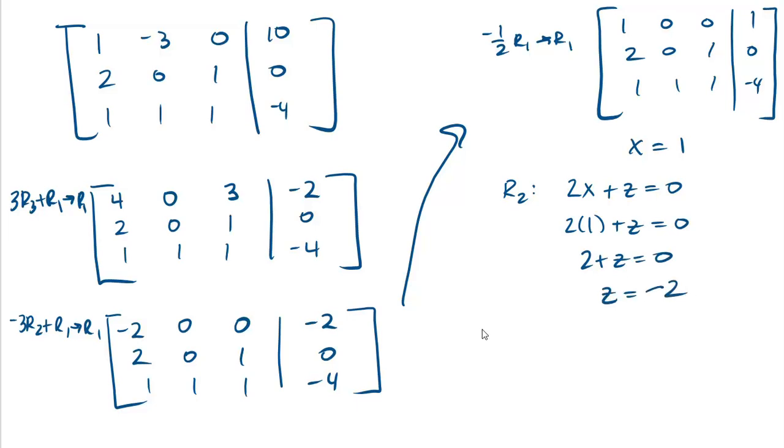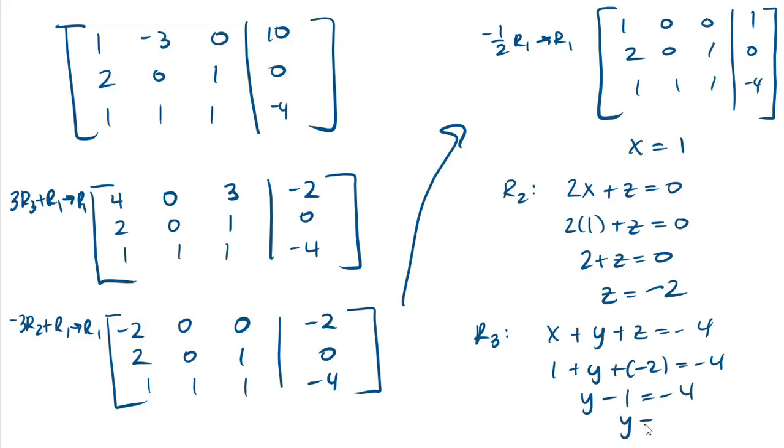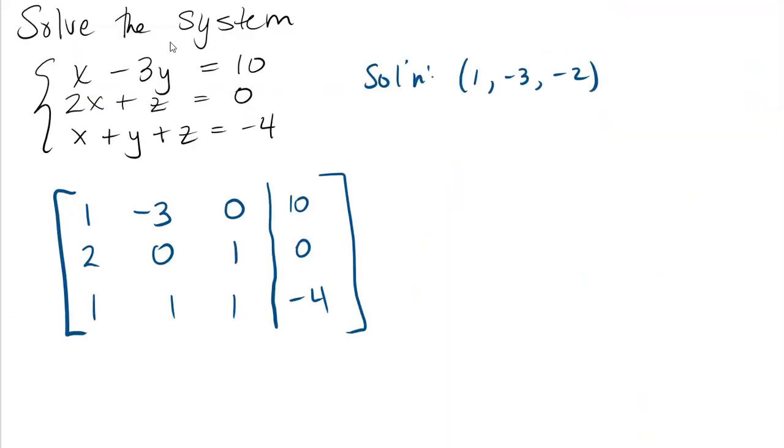Now I can use row 3 to finish this off. I know that x plus y plus z is equal to negative 4. So 1 plus y plus negative 2 equals negative 4. So y minus 1 equals negative 4. So y equals negative 3. So our solution is 1 comma negative 3 comma negative 2. Make sure you put it in order. X first, then y, then z. Again, I'll leave it to you to check that those work in the first 2 equations. It certainly works in the last equation because that's how we generated the value of y.